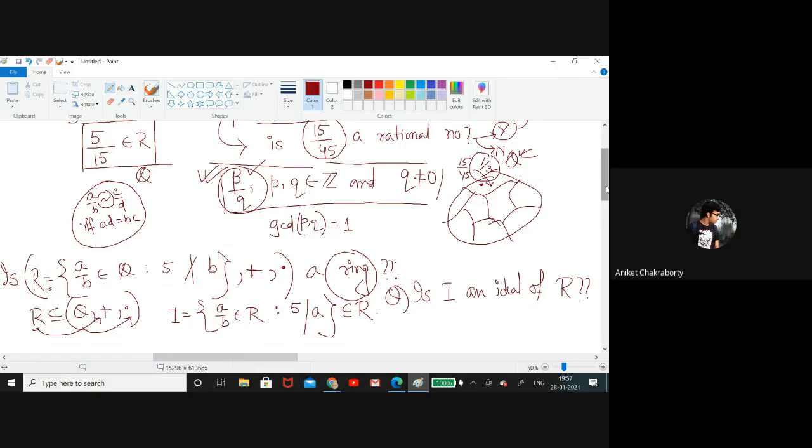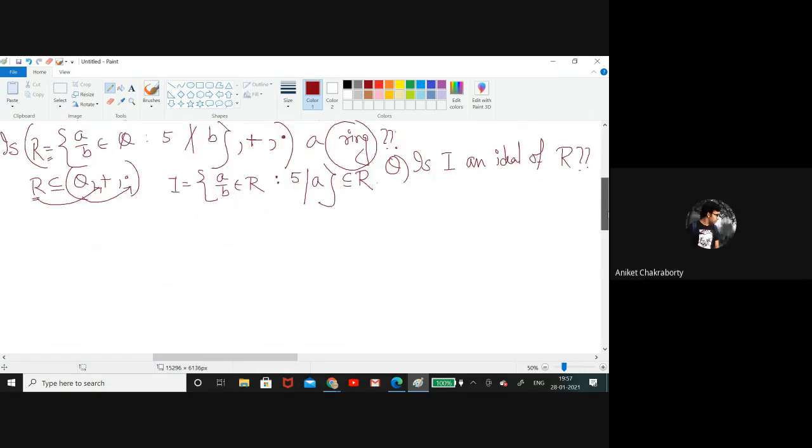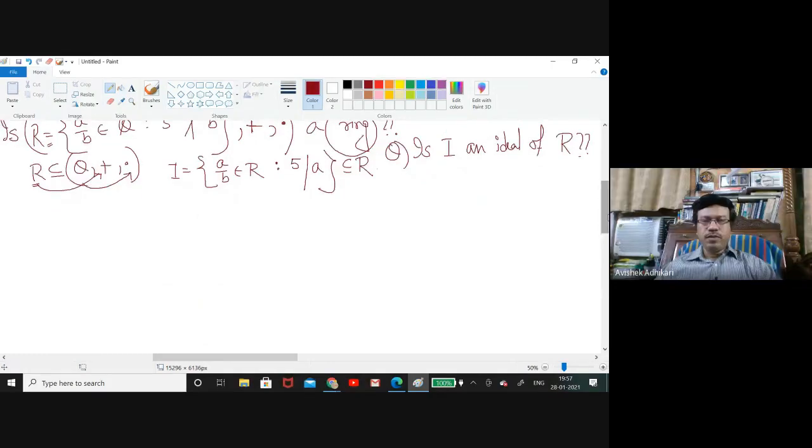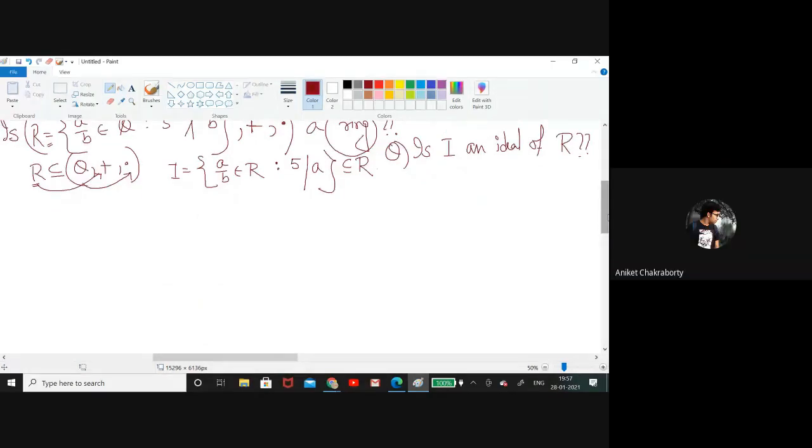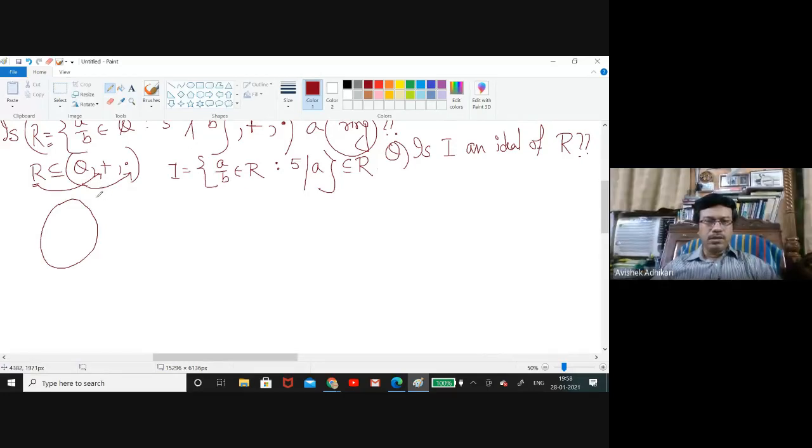Yes, sir, it will be an ideal. How to prove that this is an ideal? This set I can be rewritten as 5R, 5 times capital R. Just a minute, this is our R and this is my I. Yes, what you told is exactly perfectly okay.